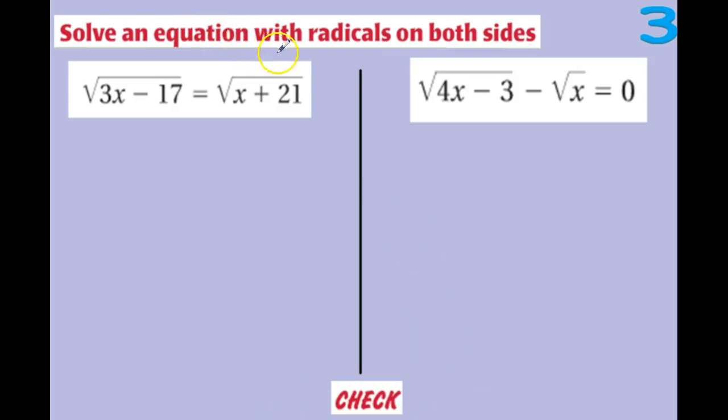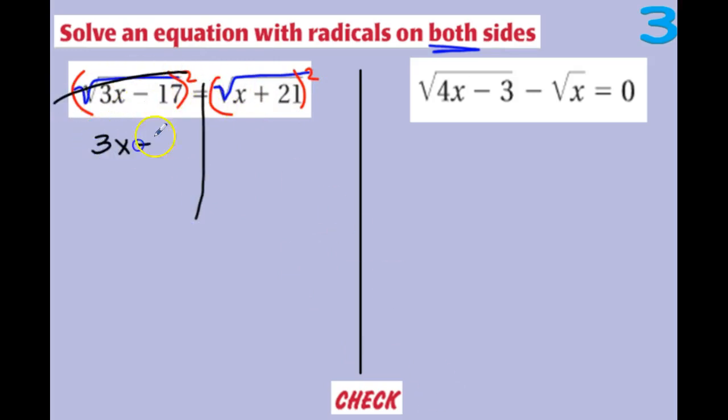Next we have an equation with radicals on both sides. So just like we did before, to get rid of our square root, we can undo it by squaring both sides, as long as that's the only thing on that side. So a square root and a square cancel, leave me with 3x minus 17. And on this side they cancel as well and leave me with x plus 21.